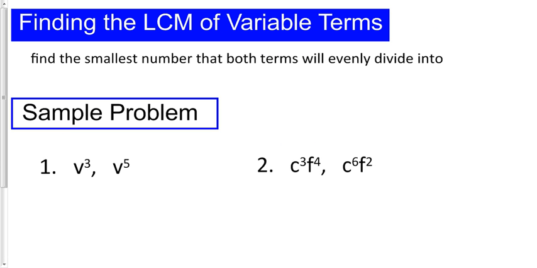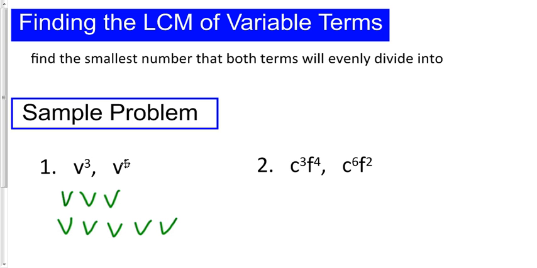I can also find the LCM of variable terms, right? I just want to try to find the smallest number that both terms will divide into. So if I think of v to the third and v to the fifth, well, v to the third is v times v times v, and v to the fifth is v times v times v times v times v. Well, what's the smallest thing that both of these will fit into?